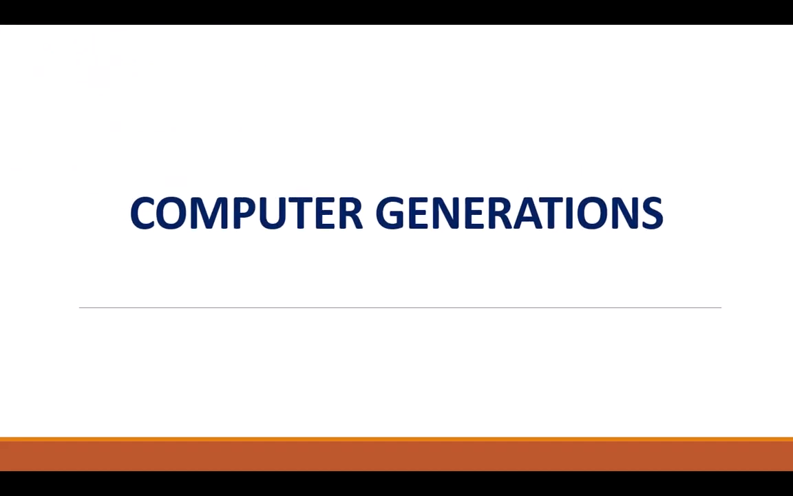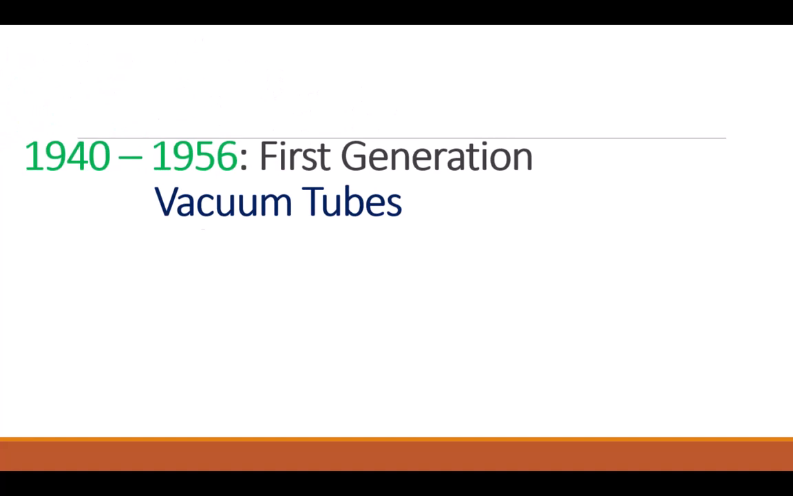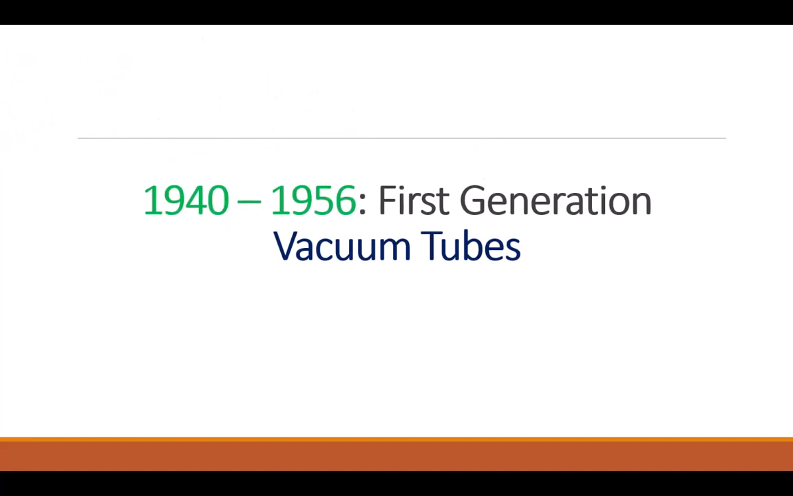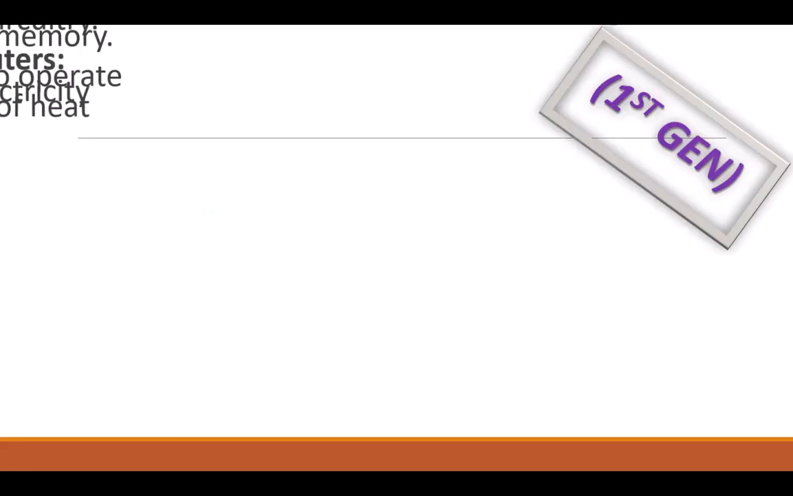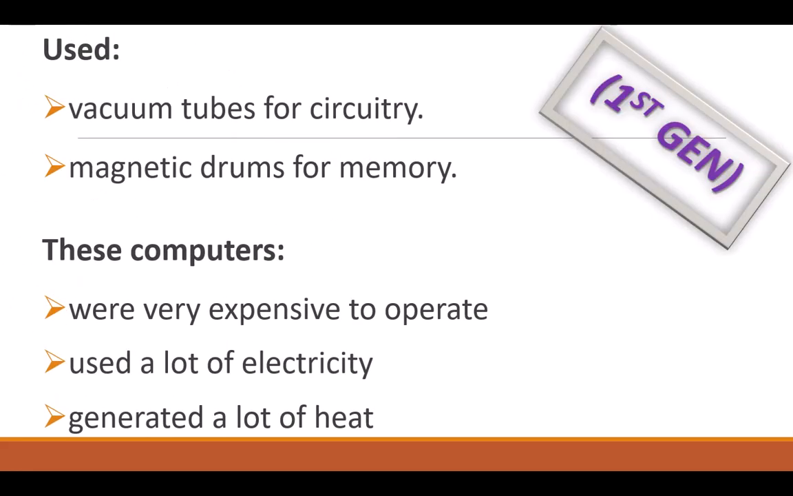Computer generations. 1. 1940 to 1956. First generation, vacuum tubes. The first generation used vacuum tubes for circuitry. A vacuum tube is an electronic device that controls the flow of electrons in a vacuum. The first generation computers used magnetic drums for memory. These computers were very expensive to operate, they used a lot of electricity, and they generated a lot of heat.